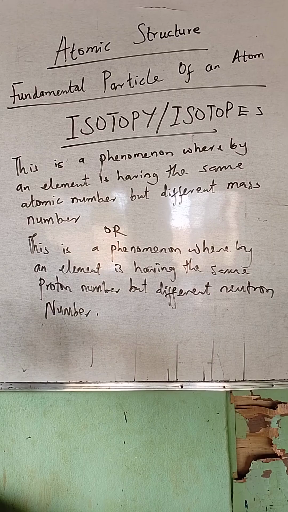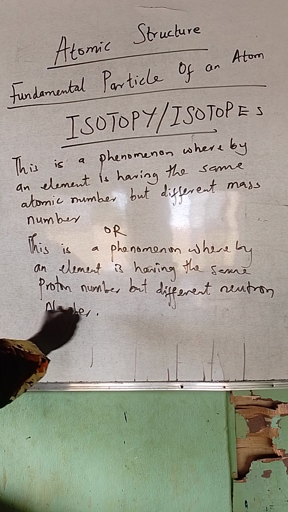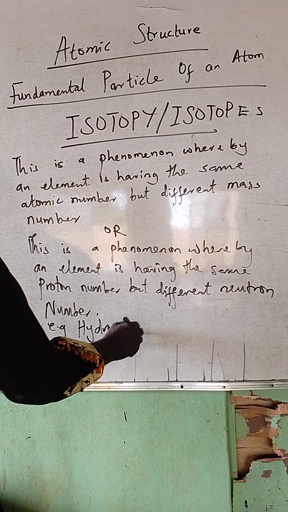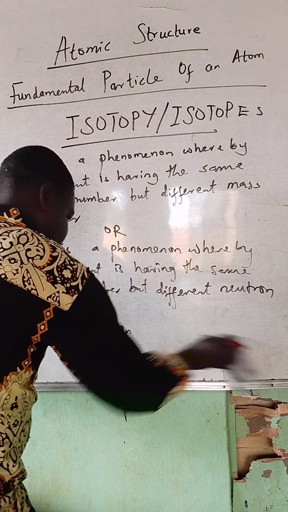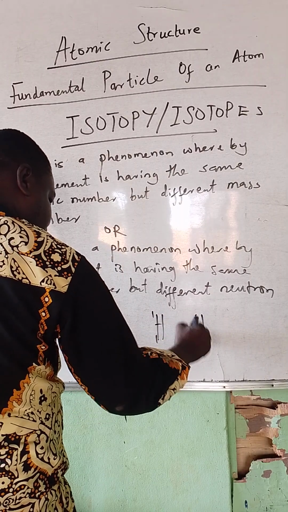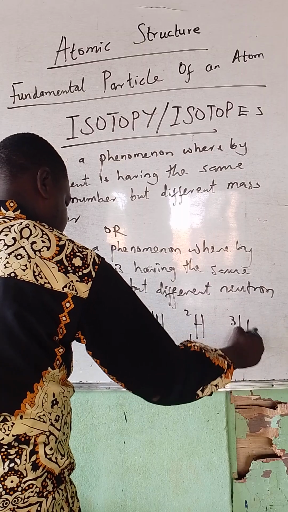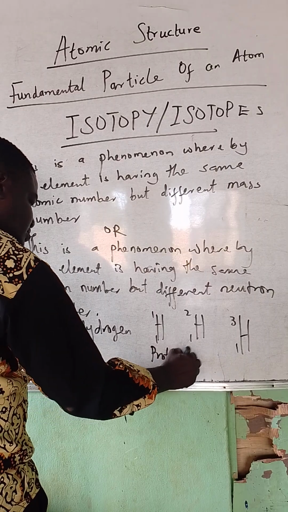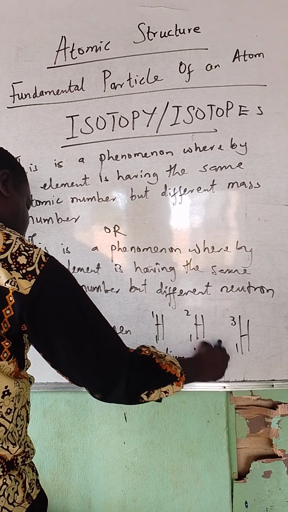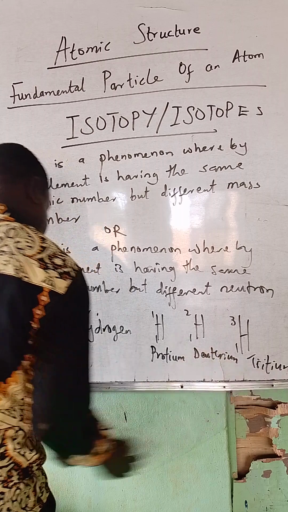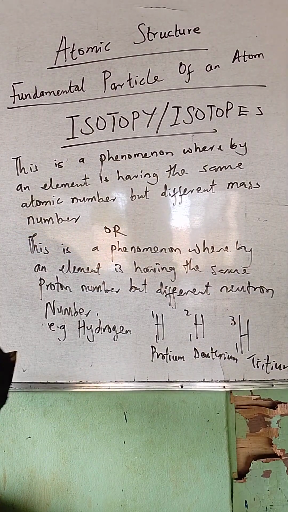So what are the examples of elements that exhibit isotopy? For example, hydrogen. Hydrogen is one of the elements that exhibit it. We have hydrogen-1, hydrogen-2, hydrogen-3. Hydrogen-1 is called protium. The others are called deuterium and tritium.